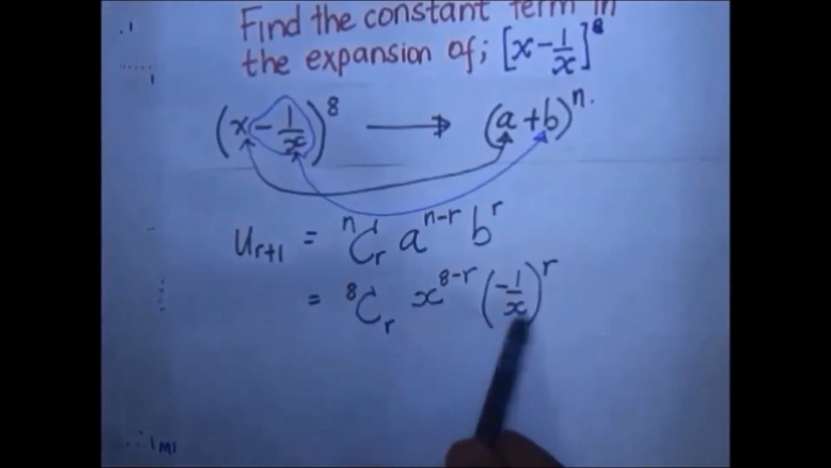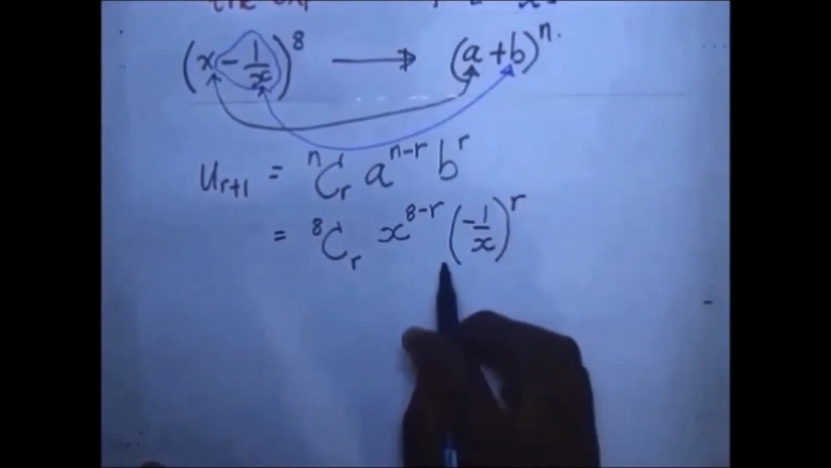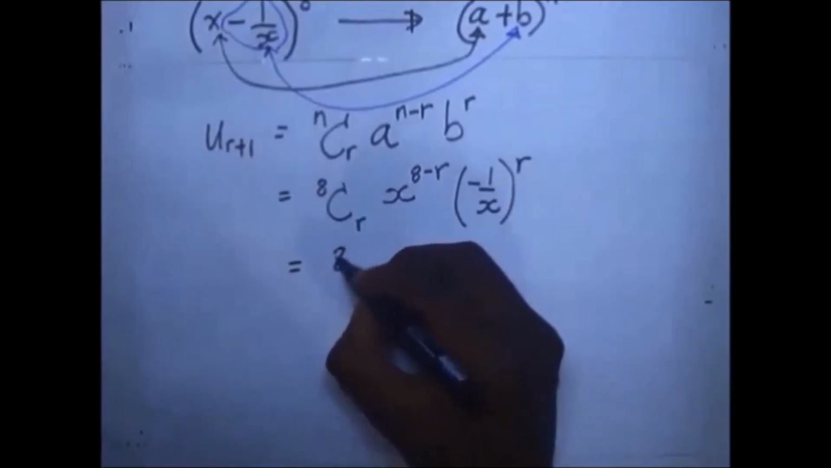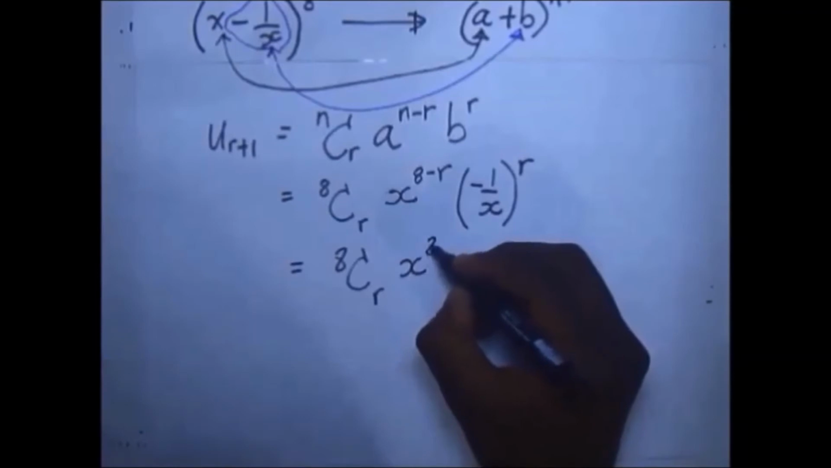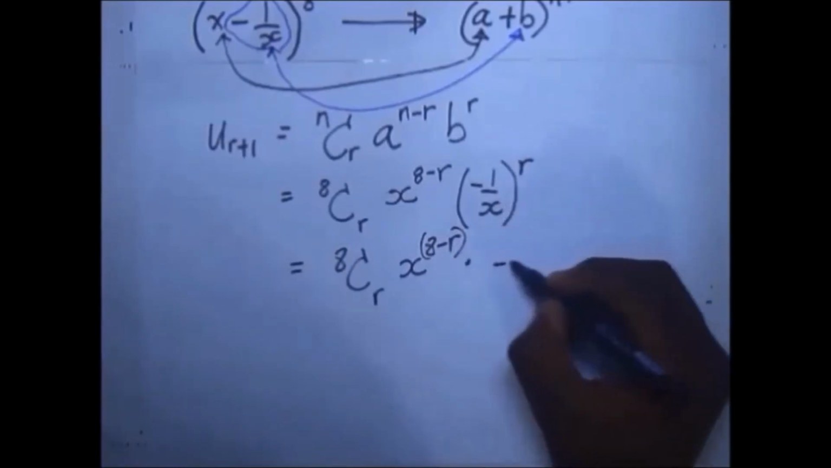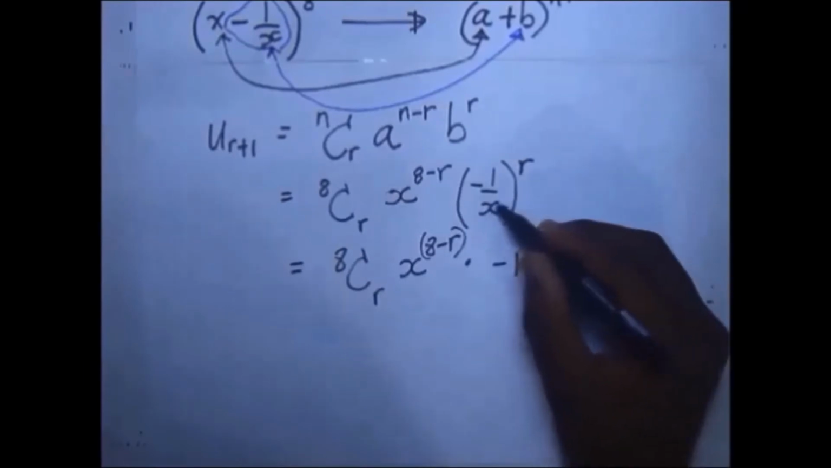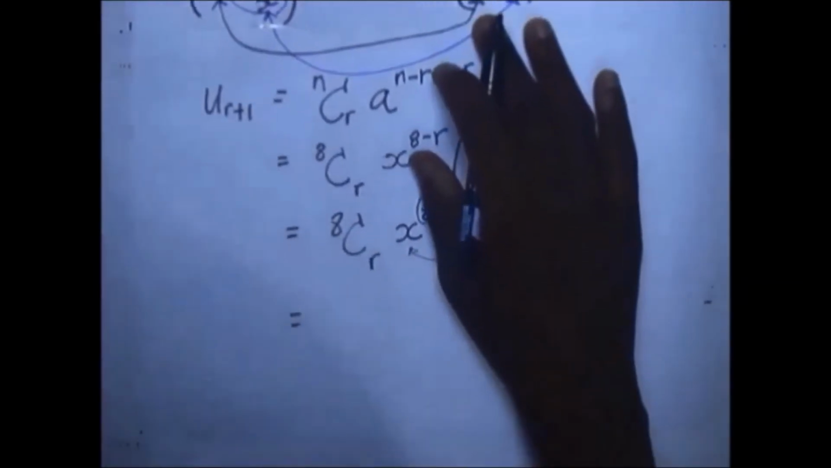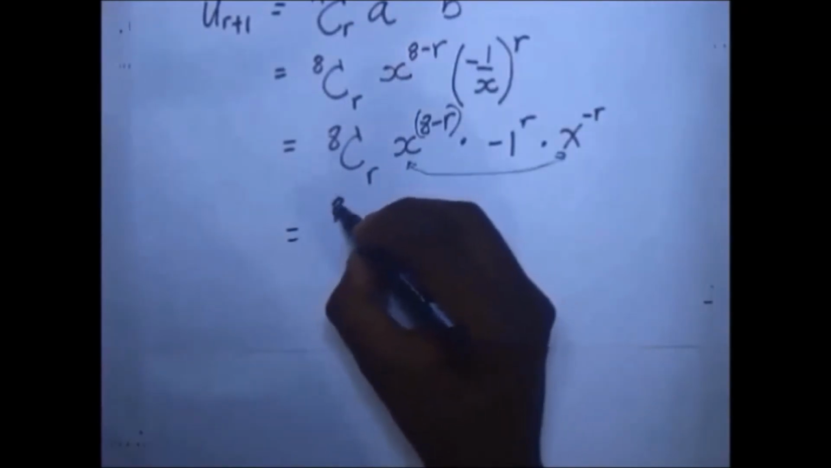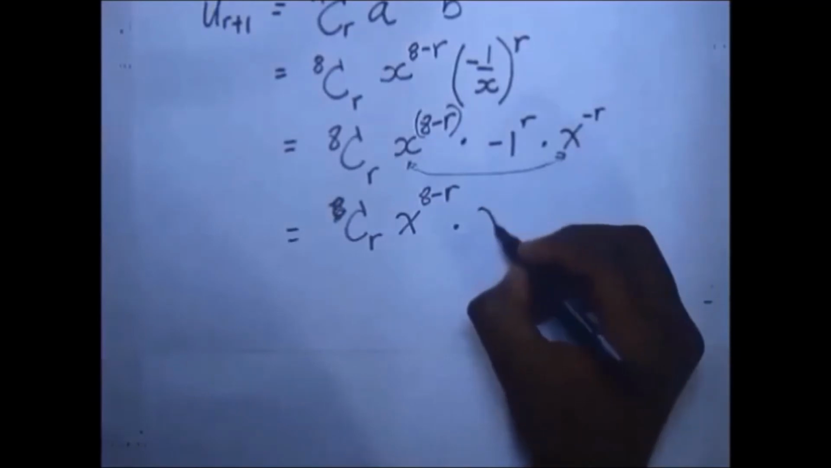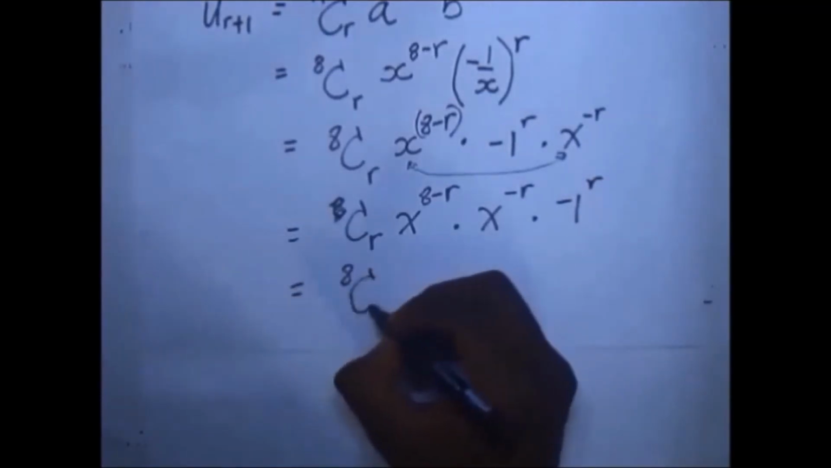Okay, so now in this expression we work towards making sure that the x's are put together. So we continue. This is going to be 8 combination r times x to the power 8 minus r, multiplied by negative 1 to the power r times x to the power negative r. So we put the x's together. That is going to become 8 combination r times x to the power 8 minus r times x to the power negative r times negative 1 to the power r.